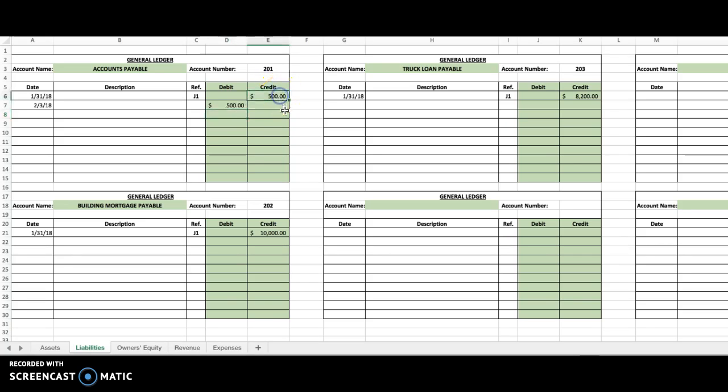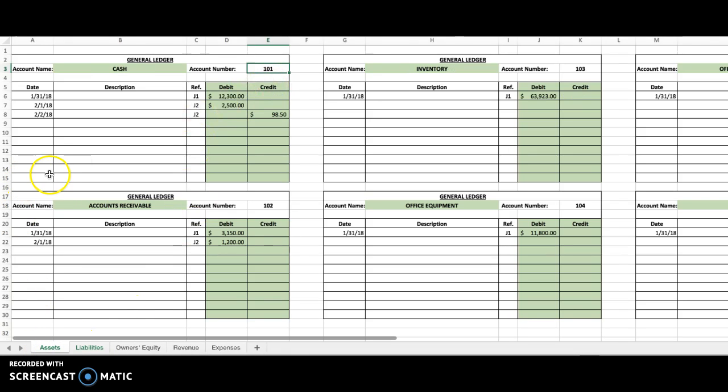This can tell us on January 31st, we owed $500. Now we paid $500, so we've paid off what we owed. And that can be referenced back to journal page 2. So now accounts payable is 0, which is always a good thing. Account 201 goes back into the journal on the same line as accounts payable, and we paid cash.